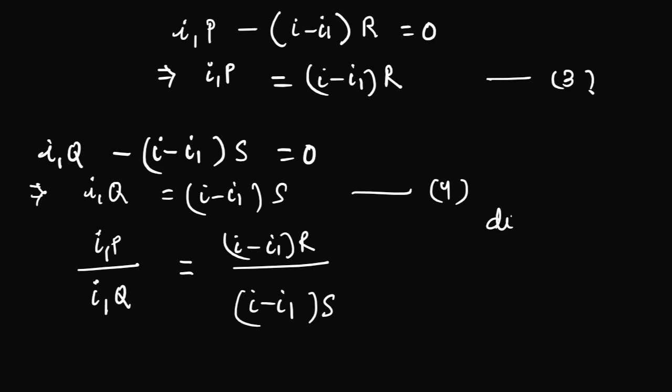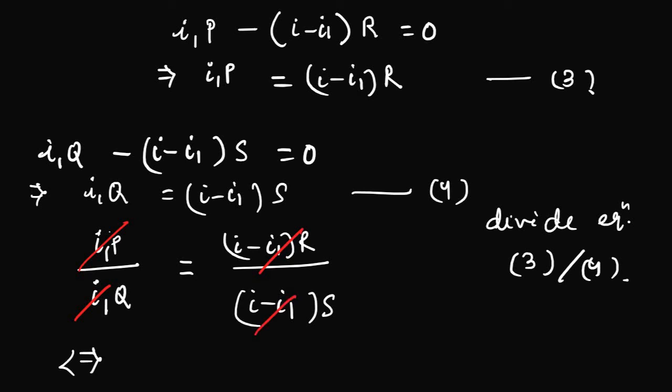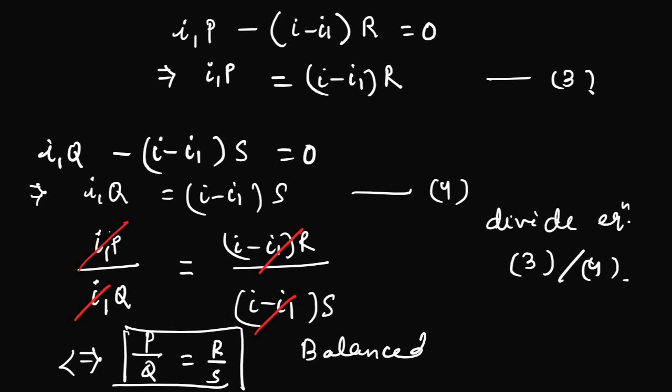When we divide equation 3 by 4, I am going to cancel all the same terms. So what am I getting here? Ultimately it implies P by Q equals R by S when the Wheatstone bridge is balanced. This is the balanced formula for the Wheatstone bridge, or the required condition for the bridge to be balanced.